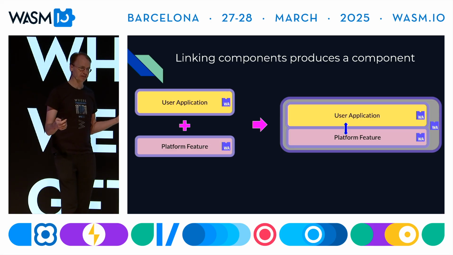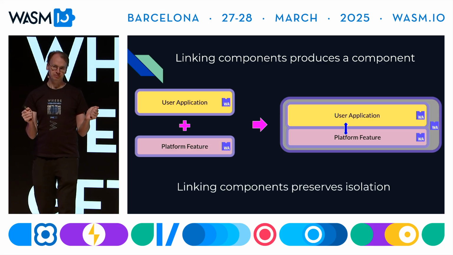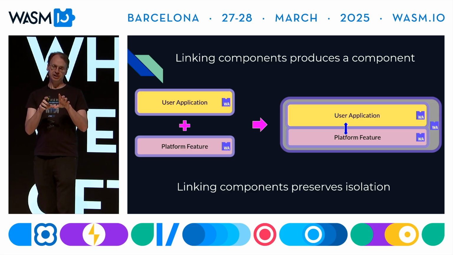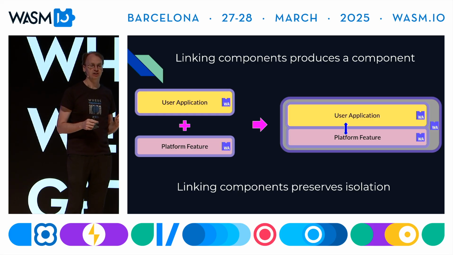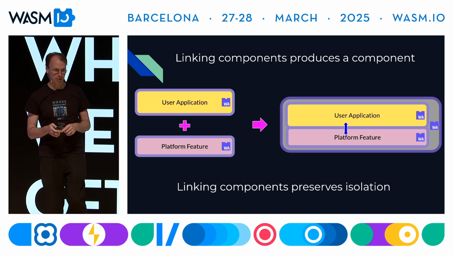And the other key property is that when we link two components together, we preserve the isolation. So these two components, when they're linked together, they don't share an address space. They don't have any kind of sharing. There's no namespaces that are shared. There's no kind of shared state. They just remain two independent components that happen to be linked together inside the same container on the outside.